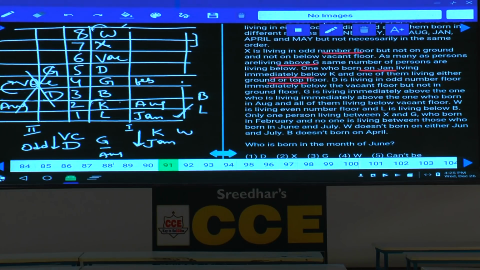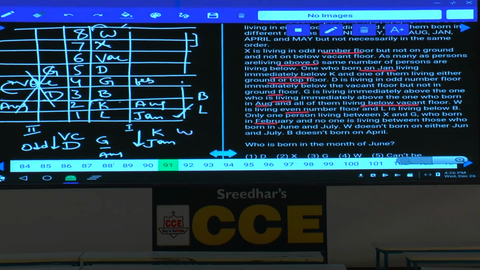Next, D is living on an odd number floor, immediately below the vacant floor, but not on the ground floor. G is living immediately above the one who is living immediately above the one who was born in August, and above this person there must be one person, and again after this person there must be one person, that is G, and all of them are living below the vacant floor. W is living on an even number floor, and L is living below B. Only one person is living between X and G. Who is that person? D is the person living between X and G.